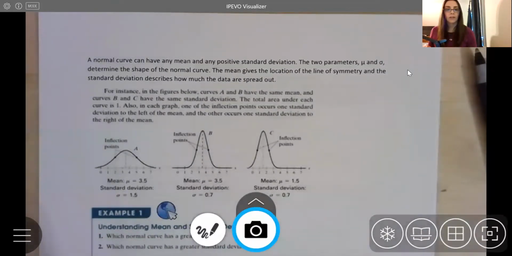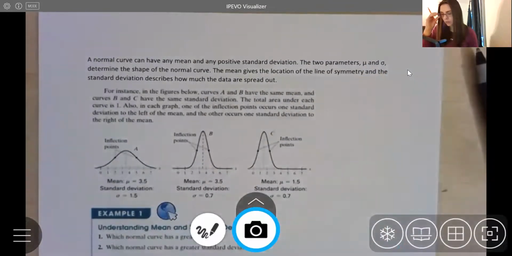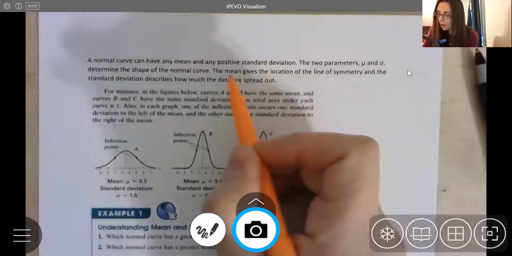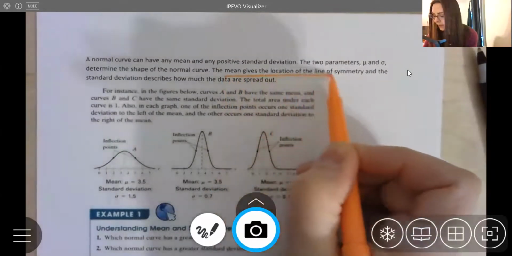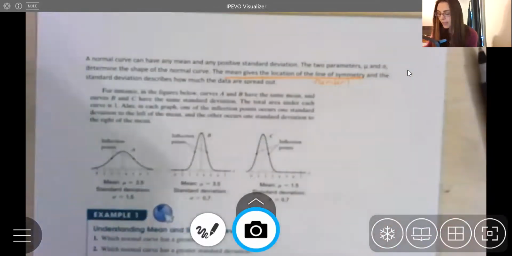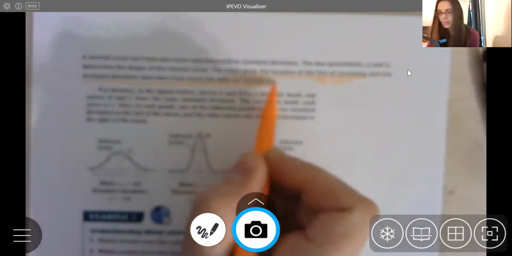Now, a normal curve can have any mean and any positive standard deviation. The 2 parameters, the mean and the standard deviation, remember those are our Greek letters for the population mean and standard deviation, determine the shape of the normal curve. The mean always gives the location of the line of symmetry, so that's the center as well. And the standard deviation describes how spread out the data is.